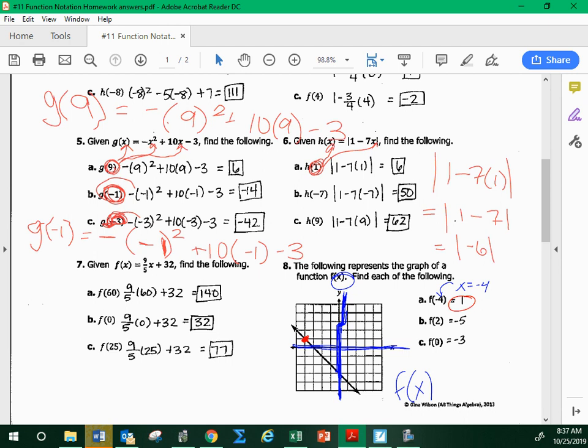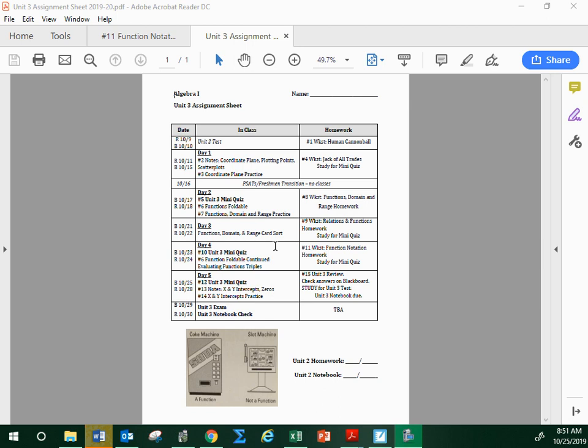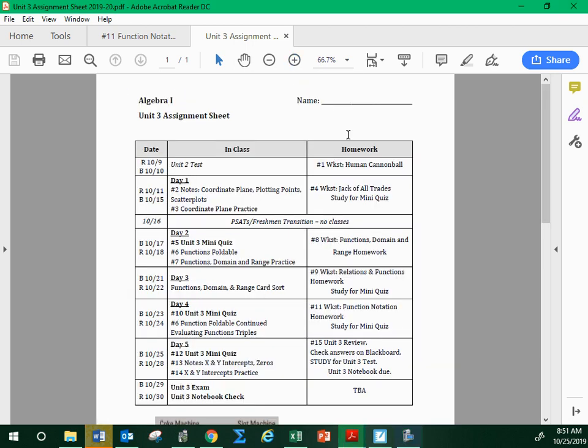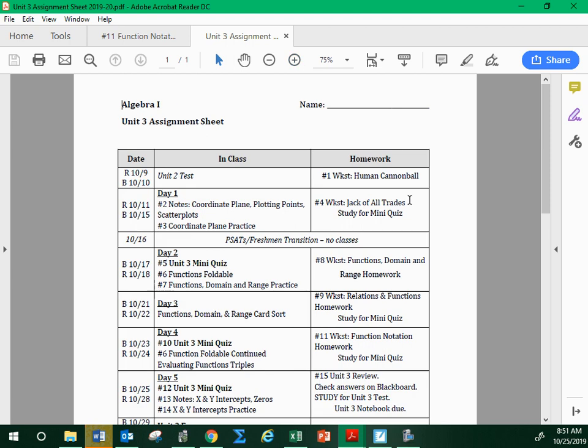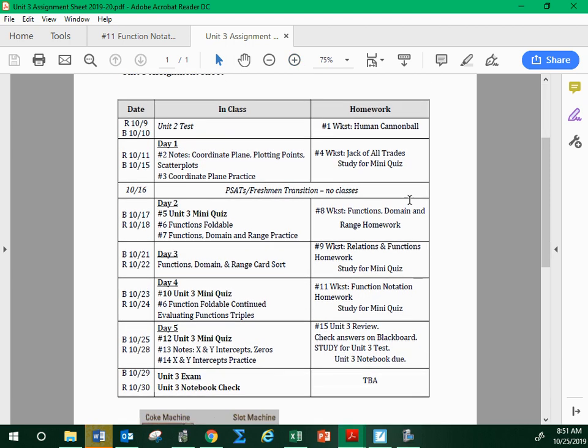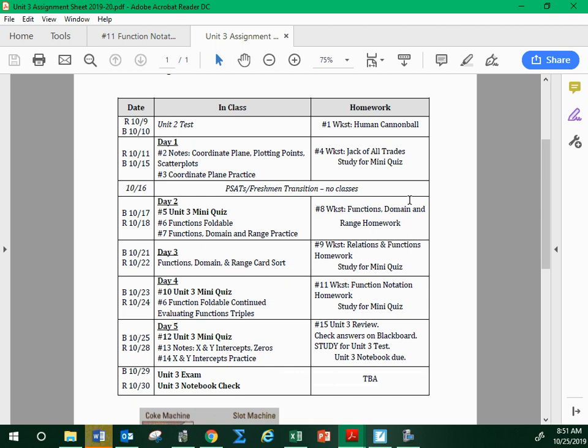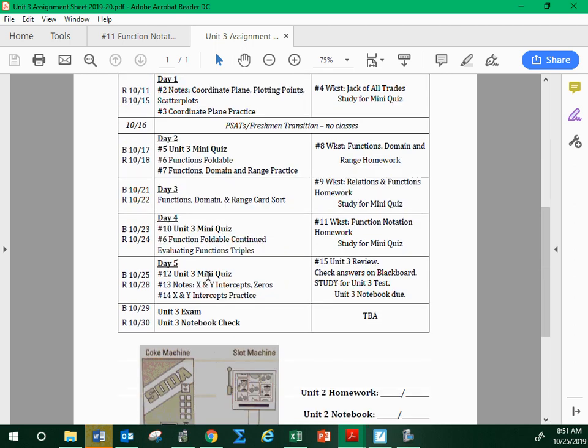Oh, awesome. All right, so taking a look at our assignment sheet, you can see this was definitely a shorter unit, even with the PSAT date in there. So today is our last new topic, which is X and Y intercepts. Your homework tonight is the review packet, and next class we have our test over this. So, yep, short unit. We've got our test next class, so just keep that in mind as you're studying over the weekend.